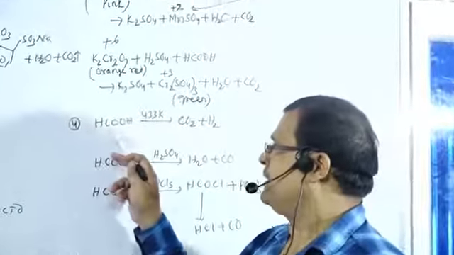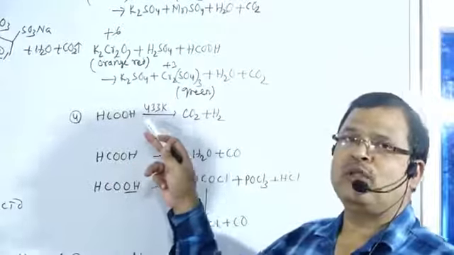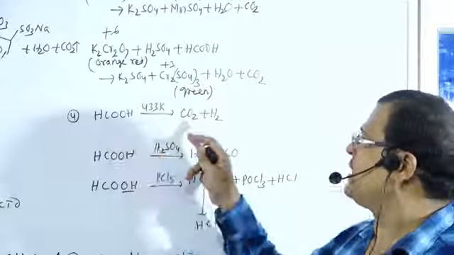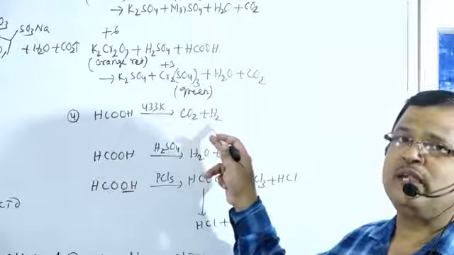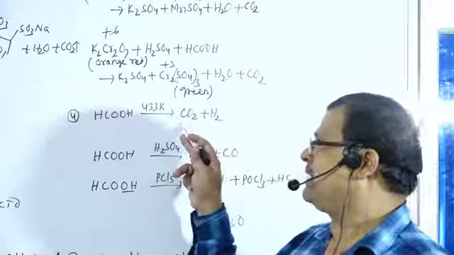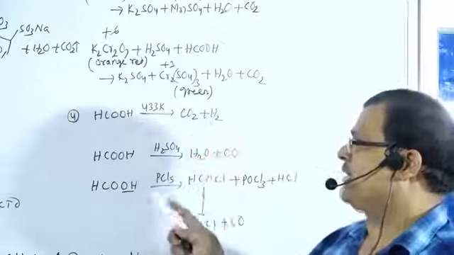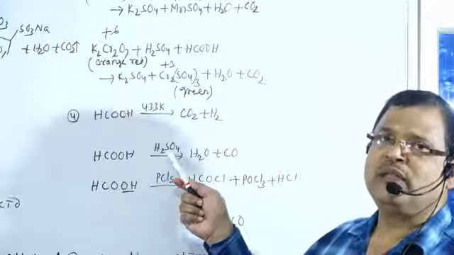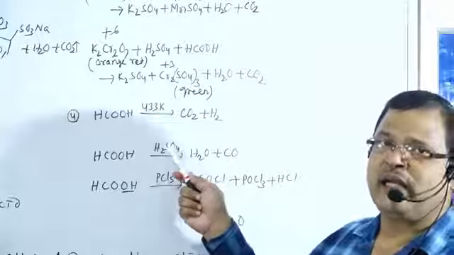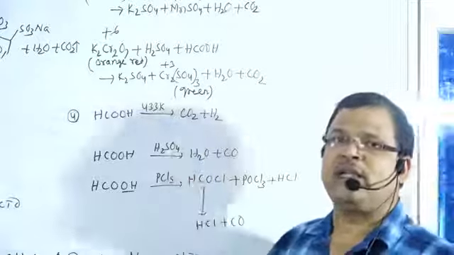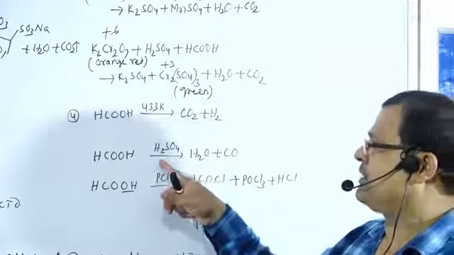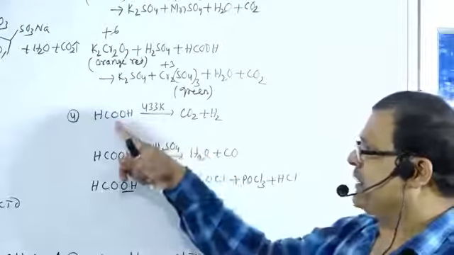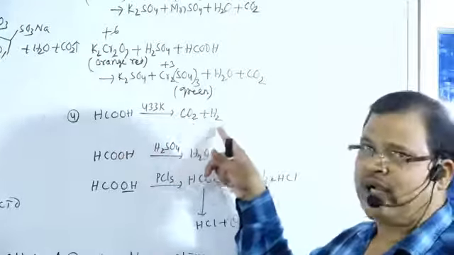When formic acid is heated to 433 Kelvin, carbon dioxide gas is released and hydrogen gas is also released. Next one, formic acid treated with H2SO4. We know that sulfuric acid is an example of a dehydrating agent, with the ability to release a water molecule from the system. So H2O is released, and carbon monoxide. Mark this: formic acid heated forms carbon dioxide and hydrogen.